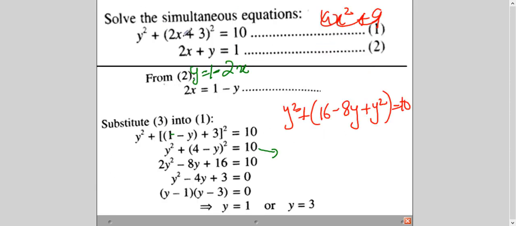Like for example, here I was saying make y the subject, 1 minus 2x, and plug in here, right? And then this one is as it is. So this will be opened by the method (a minus b) whole square, this by the method (a plus b) whole square. It would be lengthy, but it is not impossible. So you can try different things, right?